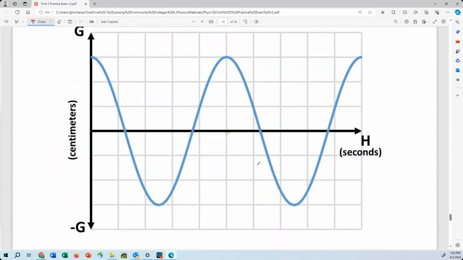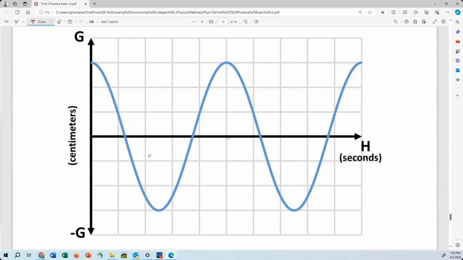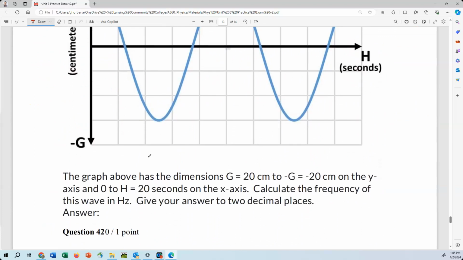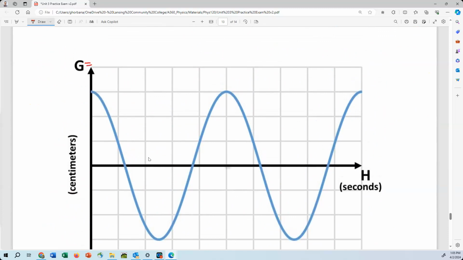So let's see, we have one more. What are G and H? Again, this is a displacement over time graph. What is the displacement? G is 20. Let me just count: from here is 20. 1, 2, 3, 4. 20 divided by 4 will be 5 centimeters. So each one of these represents 5 centimeters on the y-axis.